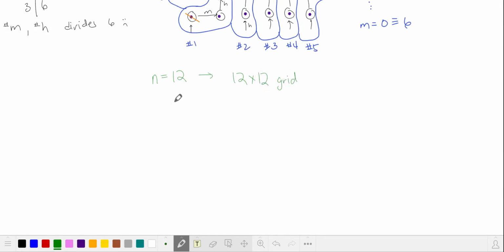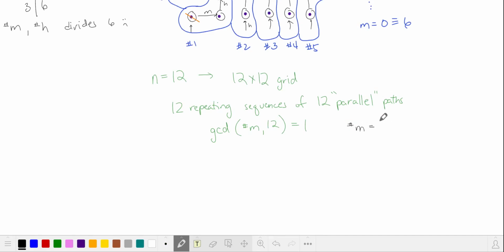This means we're going to have 12 repeating sequences of 12 parallel paths, but we want the number of horizontal or vertical paths to be relatively prime to 12. Again, if it isn't, say the number of times that the minute hand moves is 3, then we're going to start at the origin where m equals 0. After 12 moves through our lattice point, m is going to be equal to 3, and then after another 12, 6, and 9, and then 12, which puts us back at the origin without having traversed all of the lattice points. The numbers that are relatively prime to 12 are 1, 5, 7, and 11.